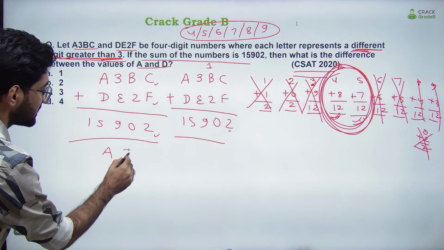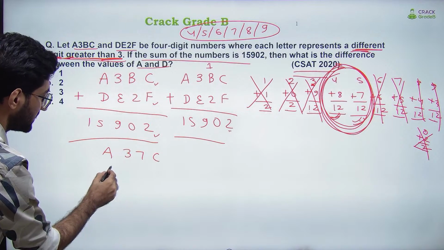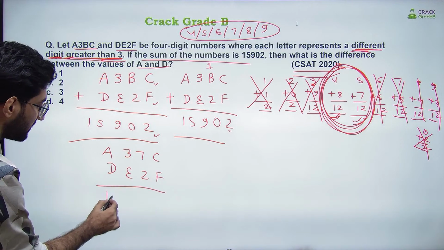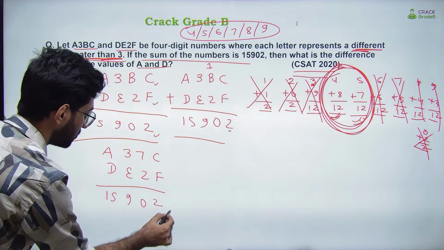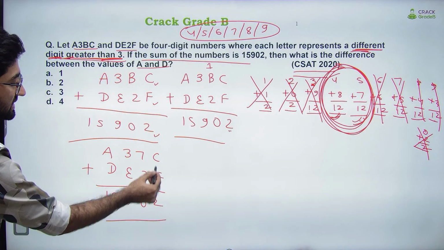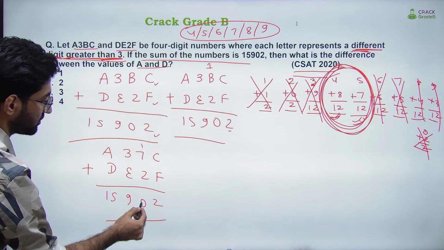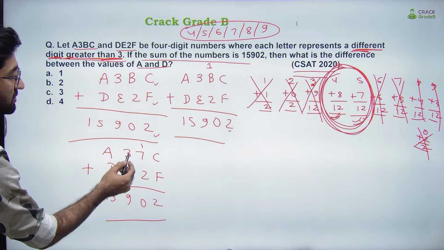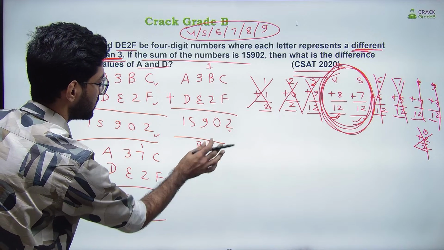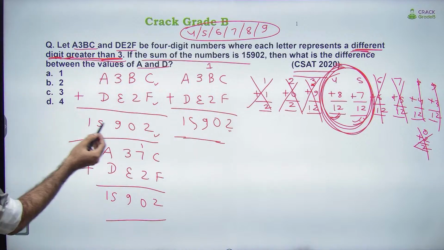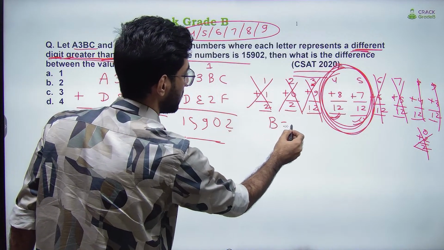So A, 3, 7, C, D, E, 2, F, then 1, 5, 9, 0, 2. See, now you will be able to think that for C and F you get 12, so obviously you get 1. 1 plus 7 plus 2 is equal to 10, giving 0. And B is equal to what? B is equal to 7. We can write it here that B equals 7.